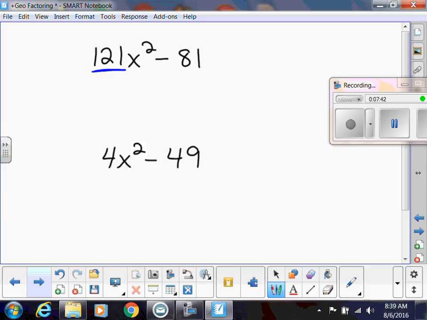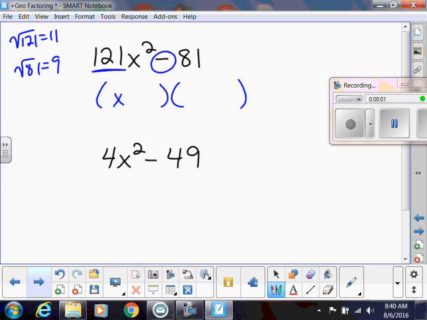However, if you recognize, oh, the square root of 121 is 11, right? And then the square root of 81 is 9. Those are whole numbers. So I can do my difference of two squares pattern. This is subtraction. So now instead of just having x and x, I would have 11x, because 11x times 11x would give me 121x squared. All right, and then over here, the square root of 81 is 9, so this would be 9 and 9. All right, one would be positive, one would be negative. Okay, so try this next one on your own. I'm going to pause it.